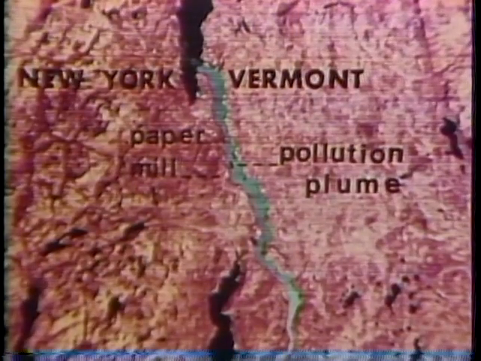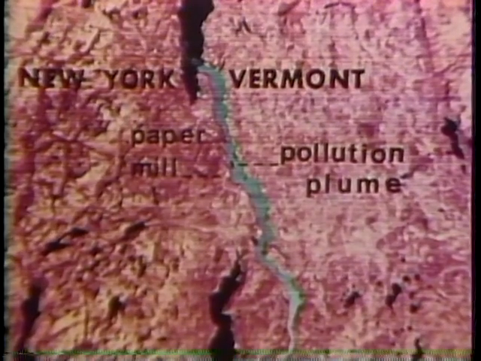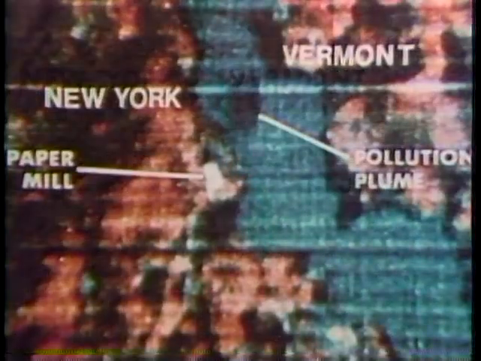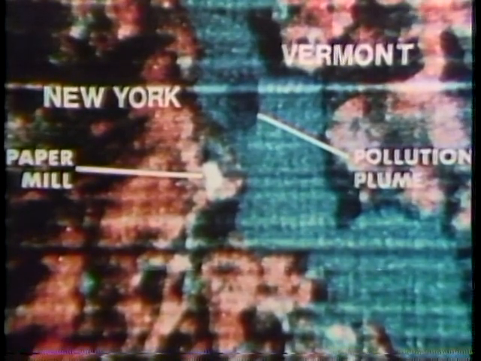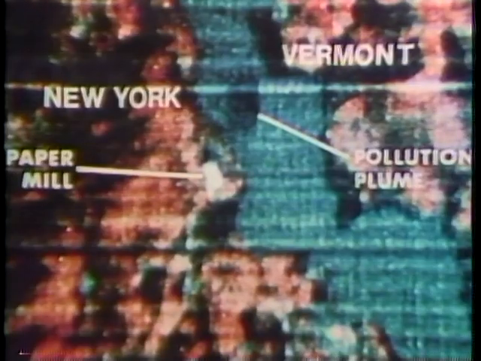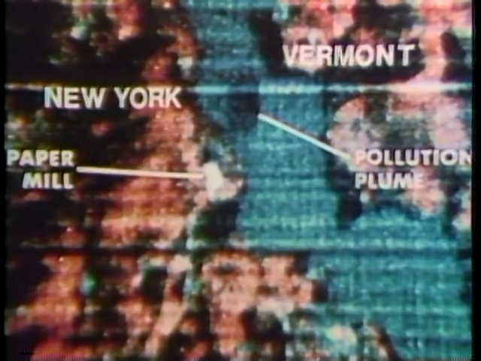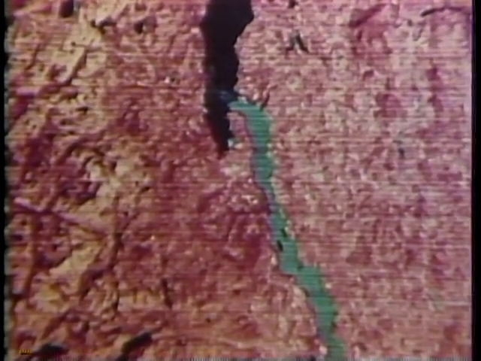Looking for evidence, a scientist at the University of Vermont examined a Landsat image of the lake and surrounding area. With the help of a computer, he located the paper mill. He also saw that the plume of pollution coming from the paper mill could be clearly detected, and that it did cross into Vermont waters. The result of the long court battle between the states was an agreement to protect Vermont's waters. Landsat images can be used to help enforce this agreement.